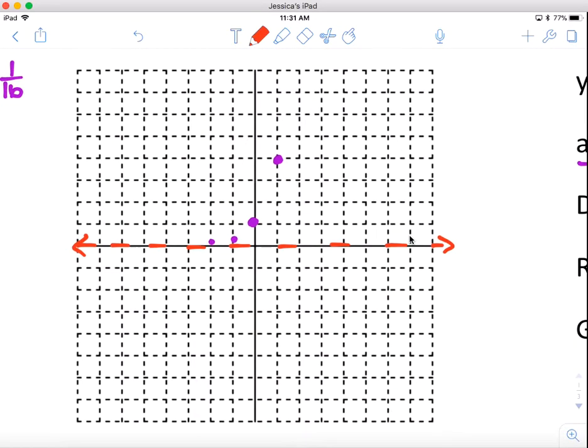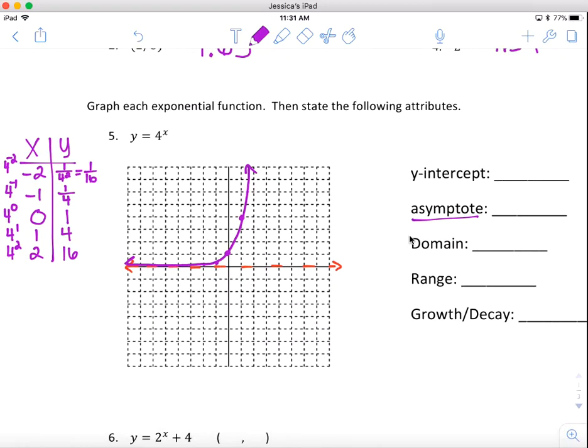Our curve cannot cross the x-axis. So when you draw the curve, it's going to get closer and closer and closer to 0, but it should never actually cross 0. In fact, I'm going to draw mine a little bit better. So it never actually crosses. It almost levels off at the x-axis.